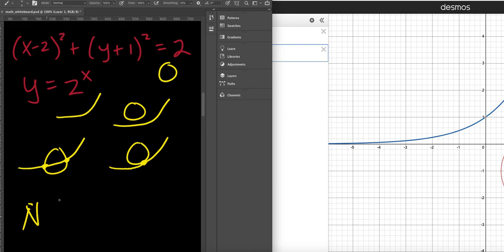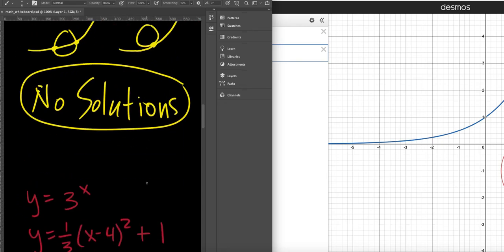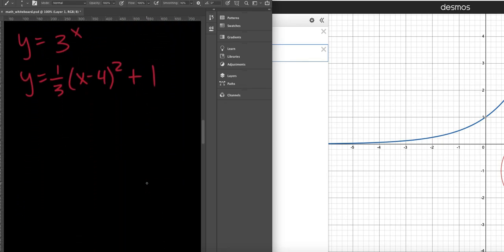No solutions. Alright. Okay, no solutions. And this is going to be the last problem that we do. So this top one, whenever we have a number raised to x, that gives us an exponential function. And then this, because we only have x squared, that's another parabola. You may notice that this is in vertex form that we've studied in different videos.